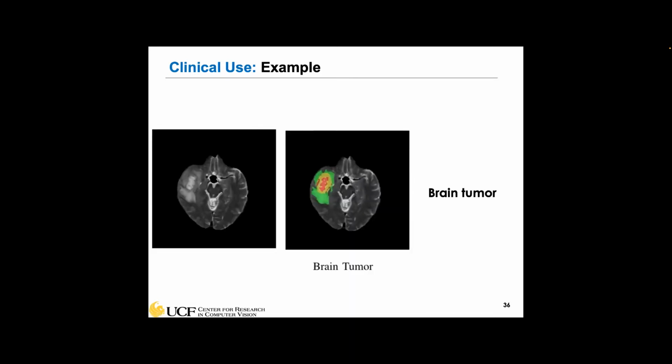And it also can be used for brain tumor detection, right? So here I have an image that is taken from the BraTS dataset, the brain tumor detection and segmentation dataset. This is the original image, and this is the segmentation of the tumor.